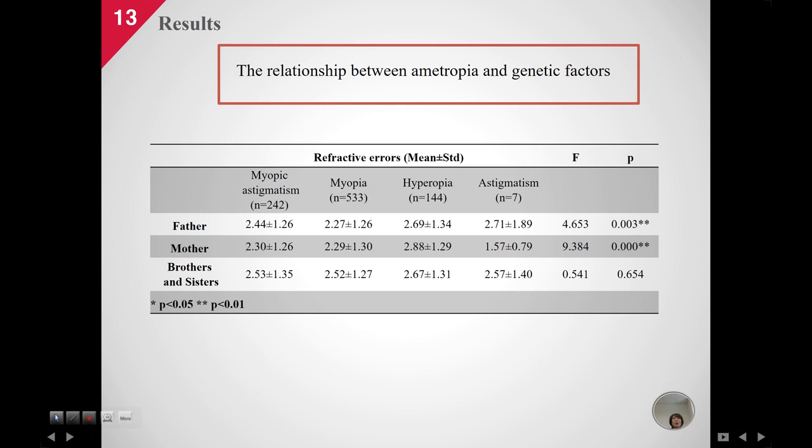Genetic factors and refractive abnormalities were found to be related. The vision status showed consistency in both, indicating that there was no difference. In addition, refractive abnormalities showed a significant difference in two factors: father vision status and mother vision status.